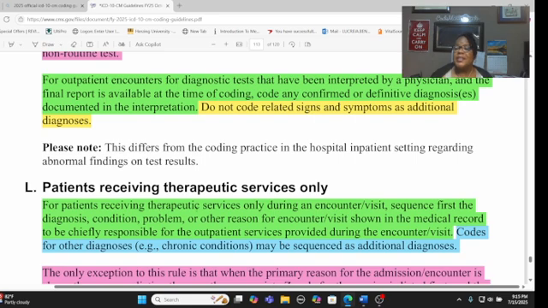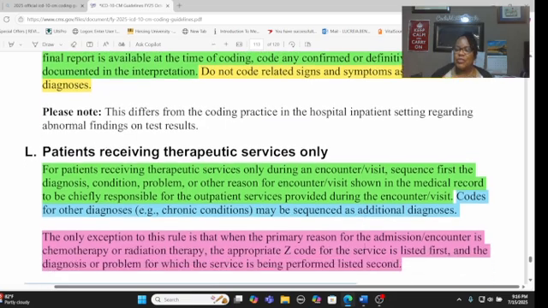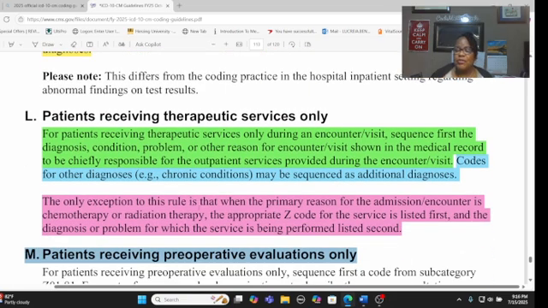For patients receiving therapeutic services only during an encounter or visit, sequence first the diagnoses, the condition, the problem, or the reason for the encounter or visit shown in the medical record to be chiefly responsible for the outpatient service provided during the encounter or visit. Codes for other diagnoses, such as those chronic conditions, may be sequenced as additional diagnoses. The only exception to this rule is that when the primary reason for the admission or encounter is chemotherapy or radiation therapy, then the appropriate Z code for the service, chemotherapy or radiation, is listed first, and the diagnoses or problem for which the service is being performed is listed second.